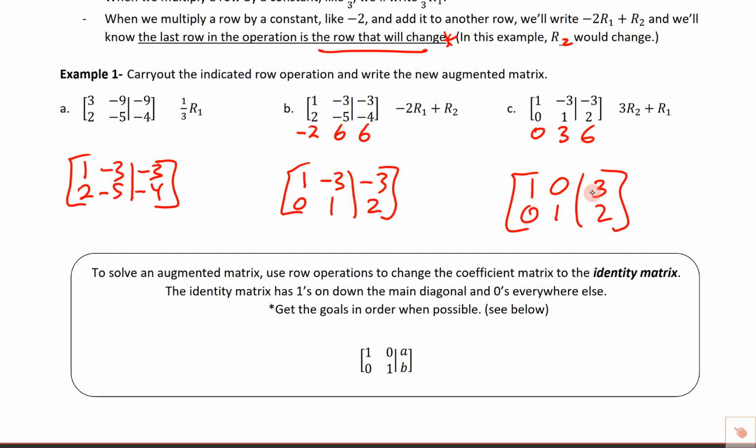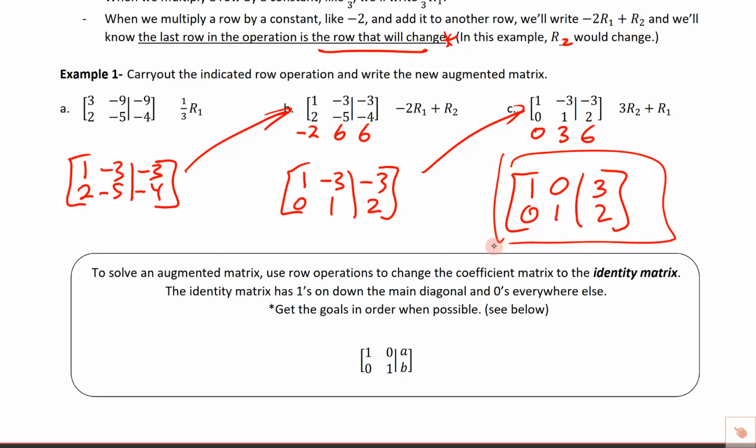Now, if you take a look here, you'll notice something. We started off with this one, and I did this row operation, and I got this. Then I did this row operation, and I got this. Then I did this row operation, and I got this. This is the answer right here. This says that x is equal to 3 and y is equal to 2. So if we wrote that as an ordered pair, they would cross at 3, 2.